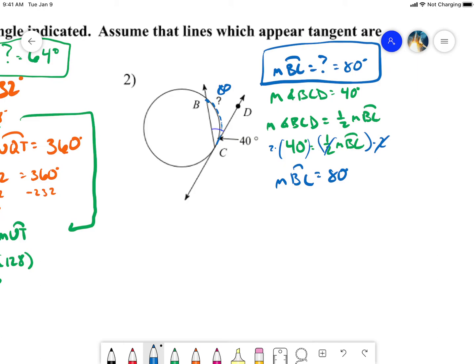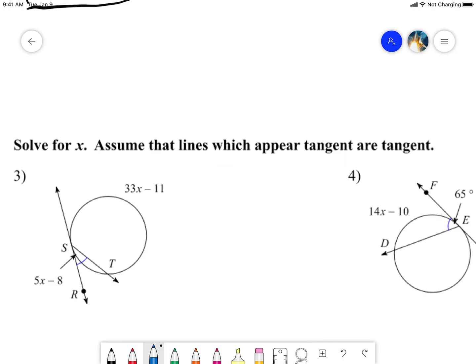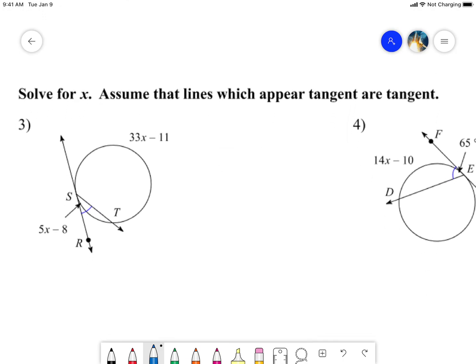Any questions so far? Okay. We'll do 2 more problems. All right. These ones are a little bit trickier because now I'm asked to solve for x. Okay?